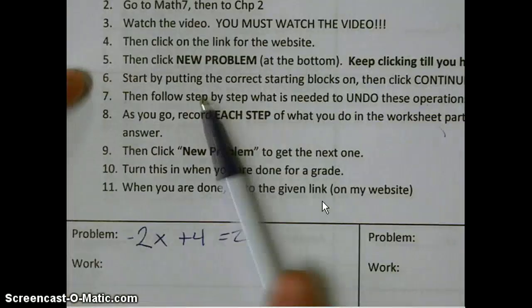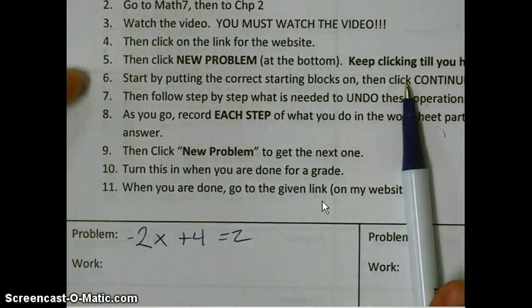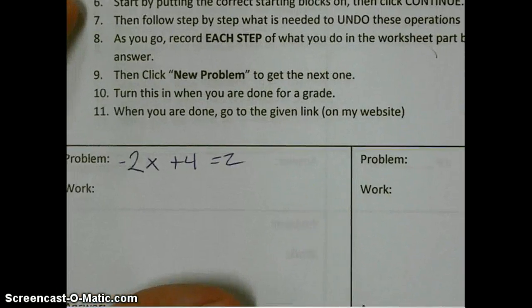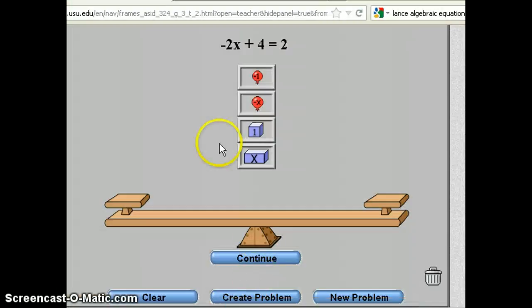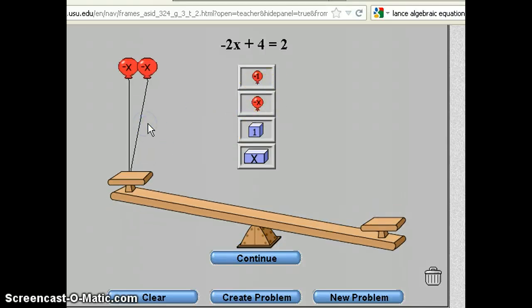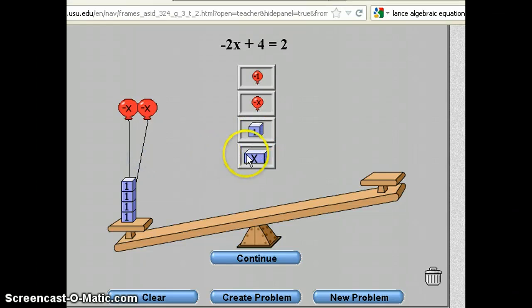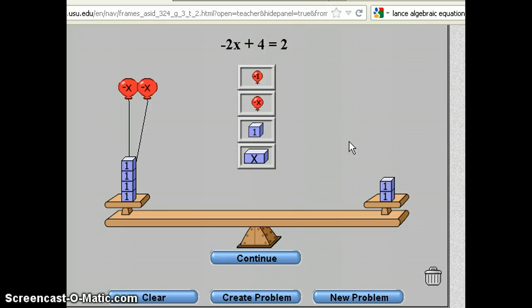So as the directions say, we're on direction number 6. Start by putting the correct starting blocks on, then click continue. So I want to make sure we have the starting blocks correctly. Let's see if I can get this switch to 7. And we'll go back to the site. So we need negative 2x's. So that's these little balloon ones. They pull it up because it's negative, right? Positives weigh it down. Then we need plus 4. So those are 4 blocks. 4 equals 2 blocks on the other side. And there, it's balanced. Now once it's balanced, we hit continue.